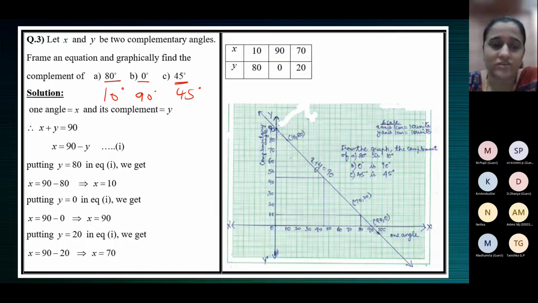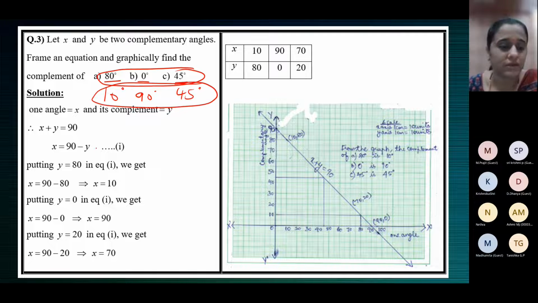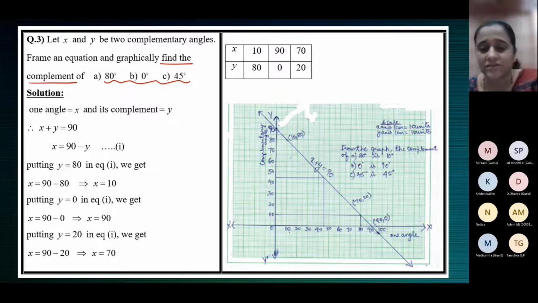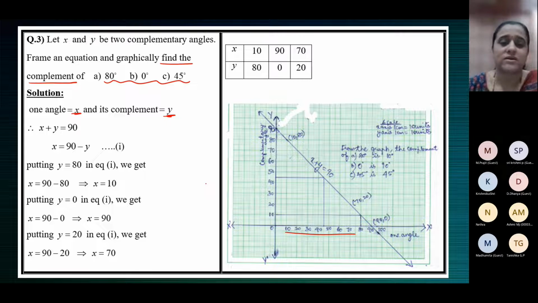So we have answered the questions, and these are the x values, and these are the corresponding y values. Why are these the x values? Because these are the angles, so what are their complements? Find the complement of each. Let one angle be x; its complement is y. So the angles are on the x-axis, and their complements are on the y-axis.